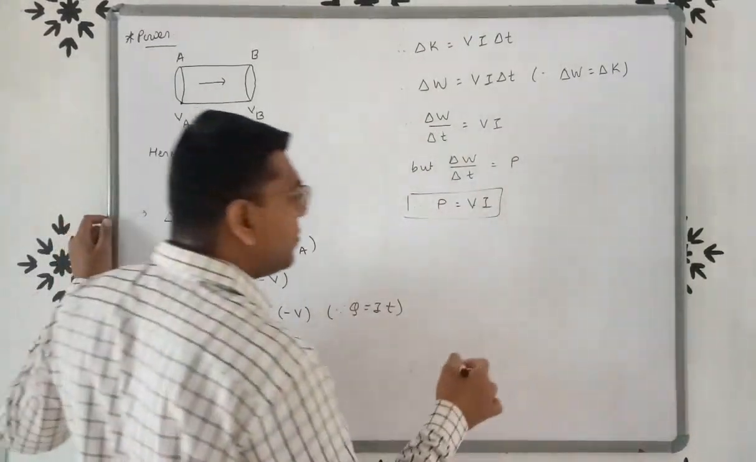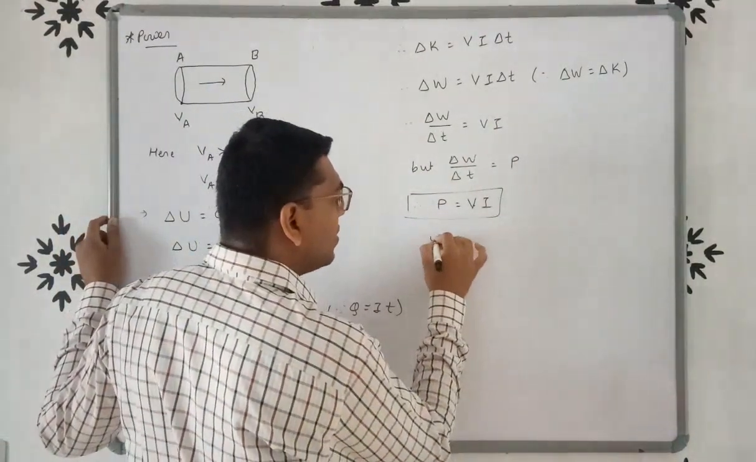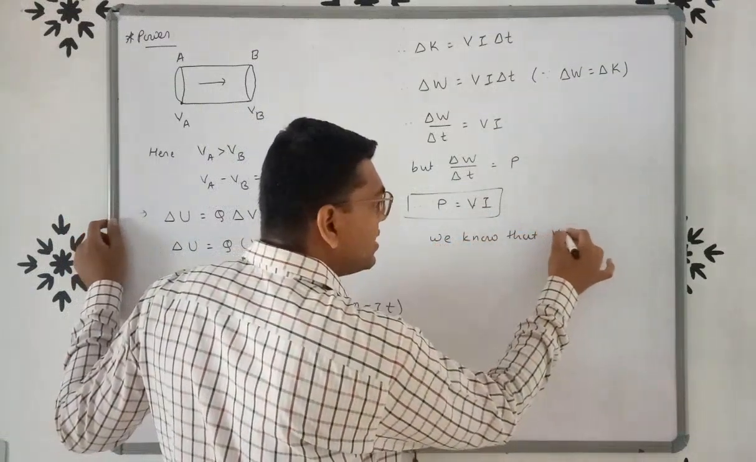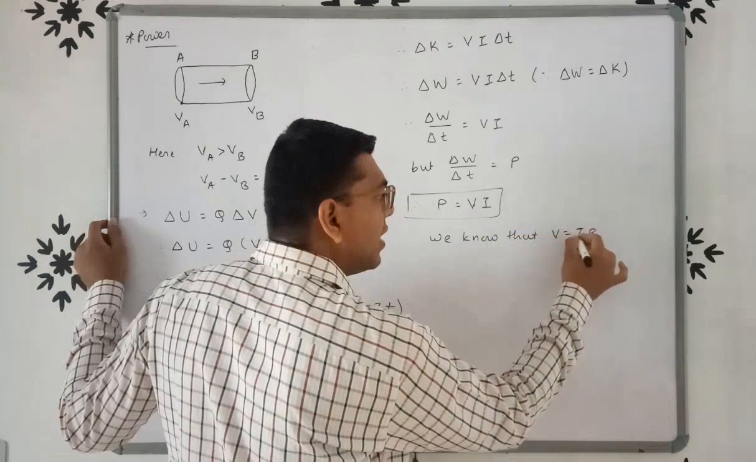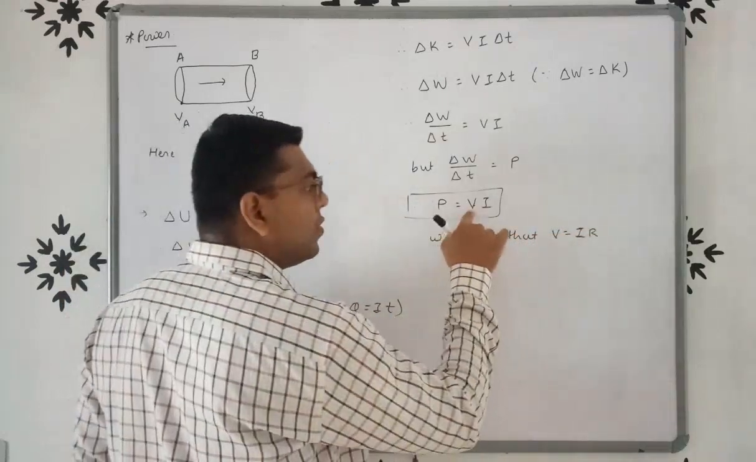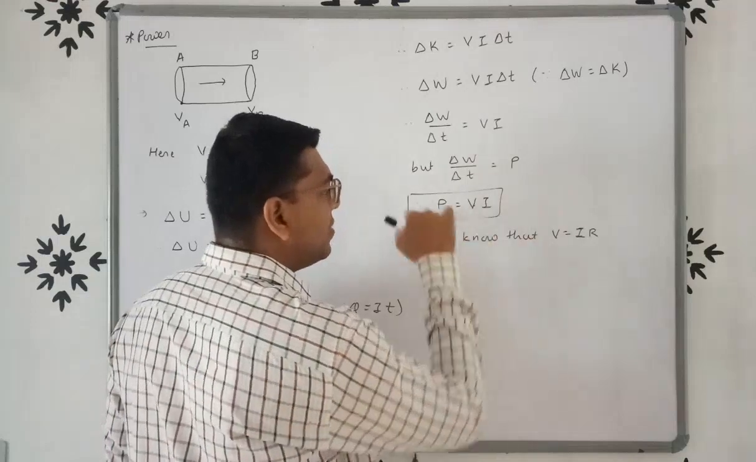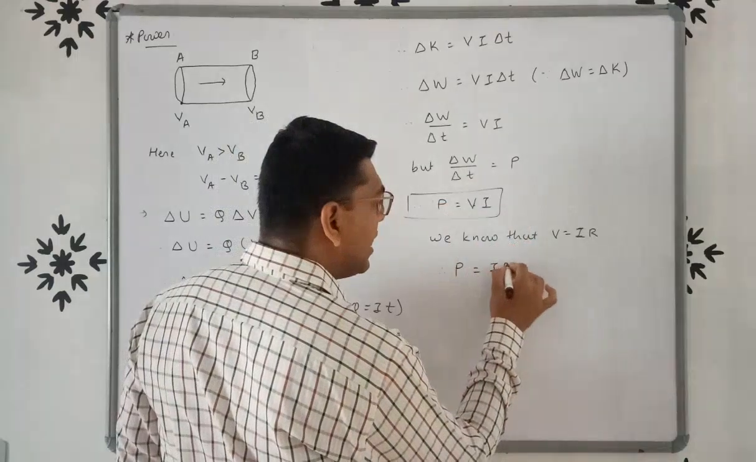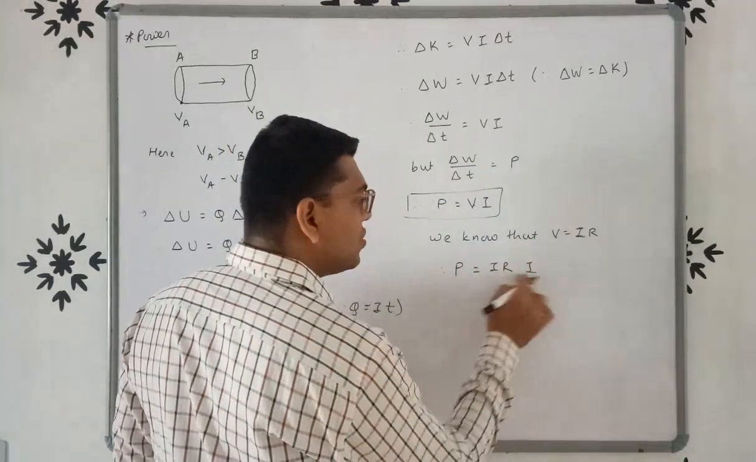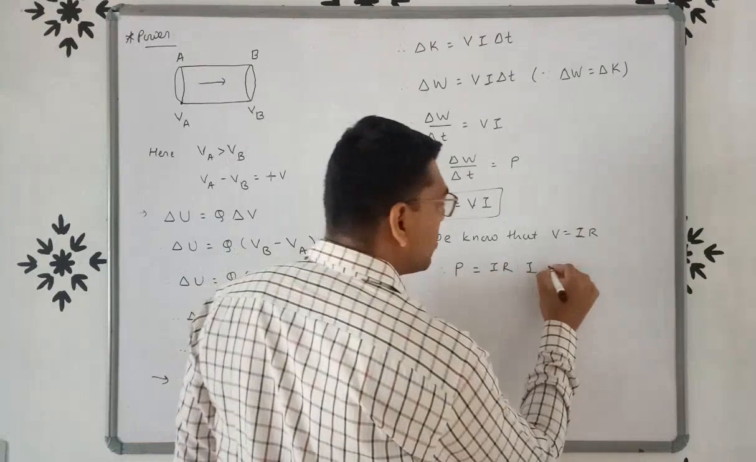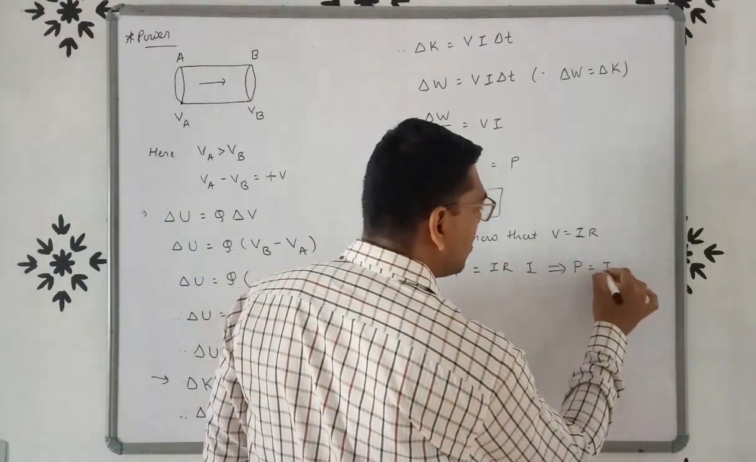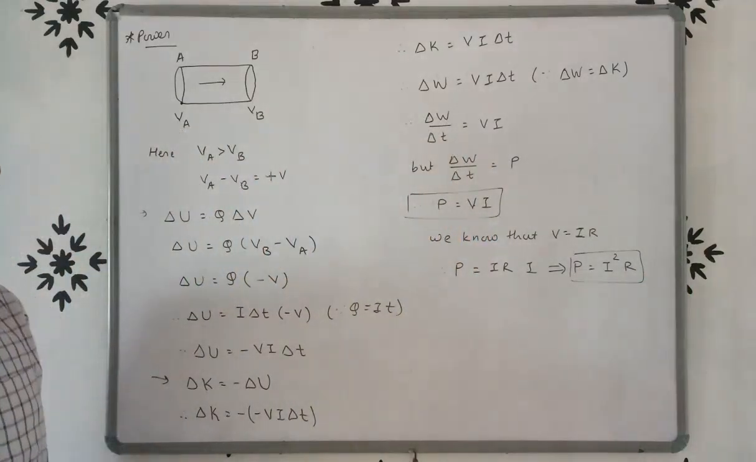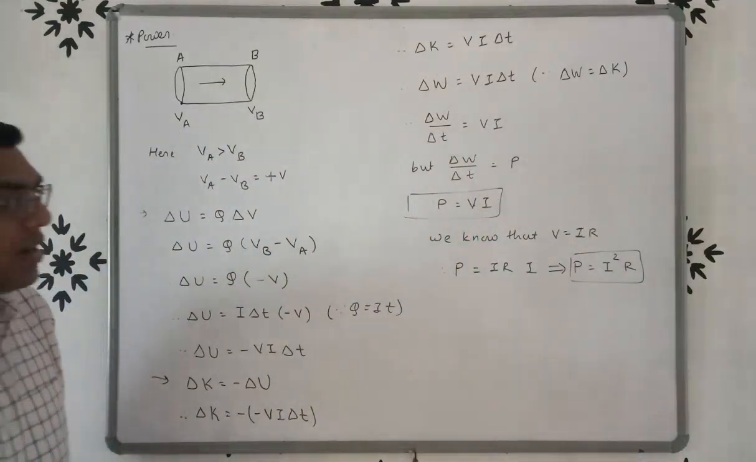But we also prove another formula of power. We know that V is equal to IR. So if we put the value of V in the equation P is equal to VI, we get P is equal to, instead of V, IR into I, so I into I is I square. From this, P is equal to I square R. So another formula of power is P is equal to I square R.